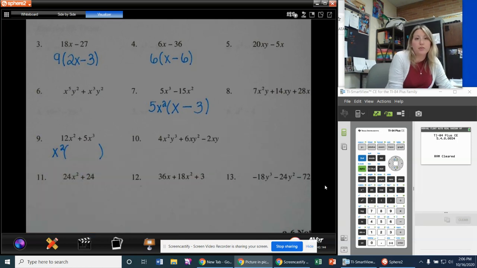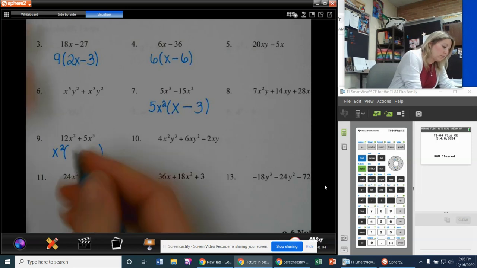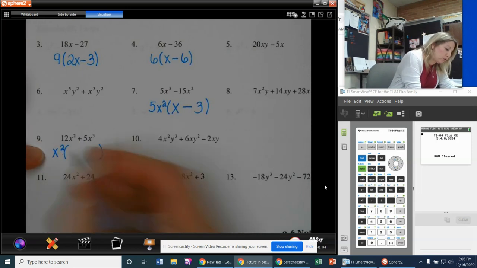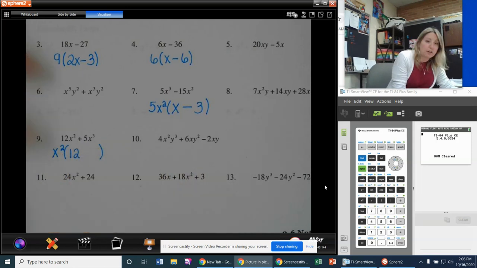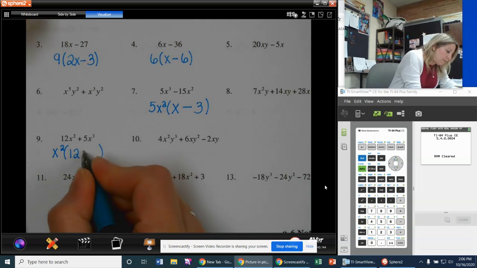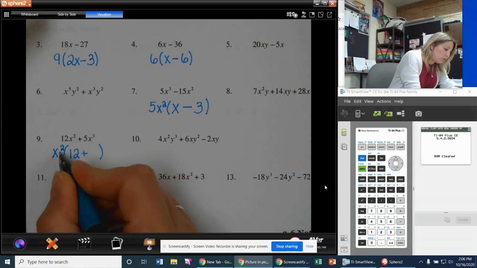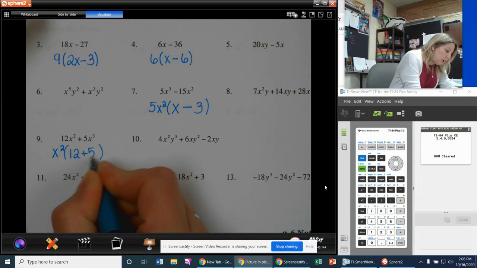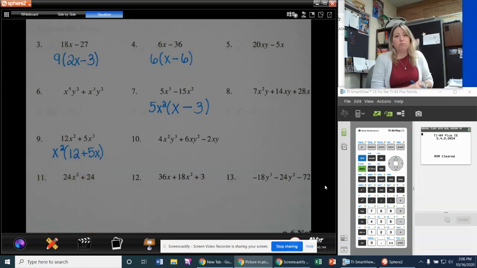Now we make our parentheses and we divide 12x squared divided by x squared. Well, the x squareds cancel out, so just the 12 is left. 5x cubed divided by x squared. Well, we're going to have the 5 for sure. And 3 minus 2 is 1, so 5x is what's left in there.